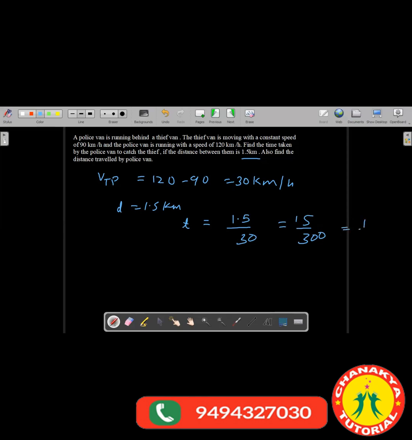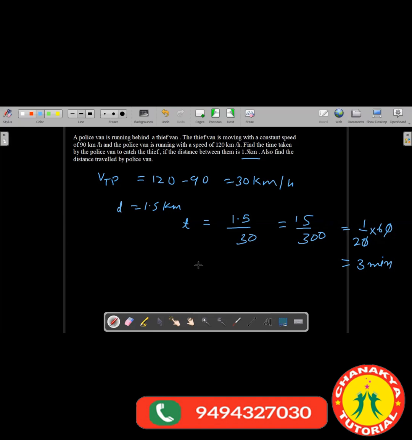So 1 by 20 hour, convert it into minutes. So you get your answer as 3 minutes. The police will be able to catch the thief within 3 minutes. Okay, Dhanunjay, the answer is 3 minutes, not 3 seconds. You got your answer correct. Since we are getting speed in kilometer per hour, the answer will be in hours. Multiply by 60, you get it in minutes. So we get here 3 minutes.